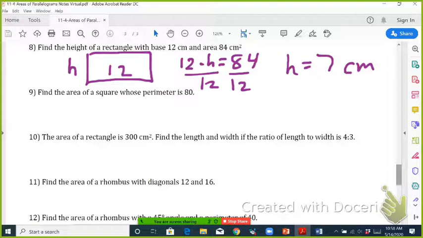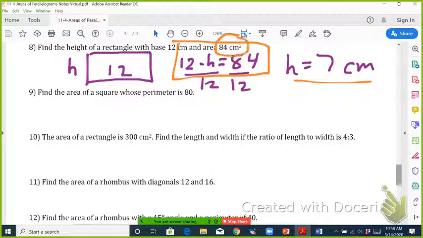Okay, number 8 now. We're given the base and the area of a rectangle. We got to find the height. So here, I just used the formula: base times height equals the area. So to solve for h, I divided by 12, and I got the height was 7 centimeters. That's because the area was centimeters squared, and the base was given in centimeters, so you can assume that the height is also in centimeters.